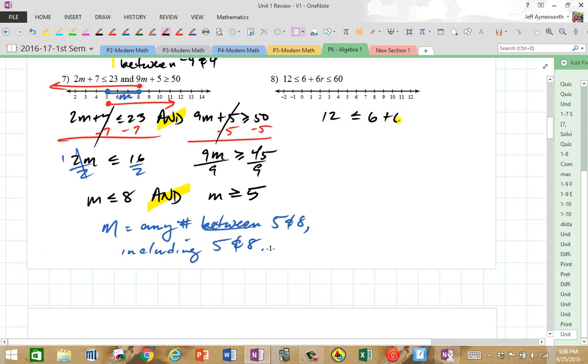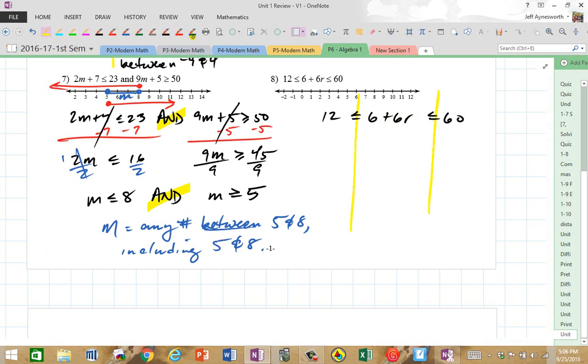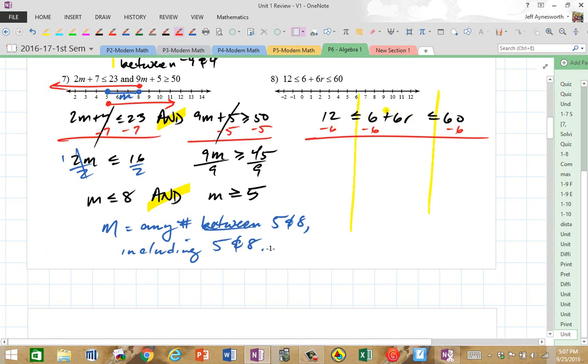plus 6r is less than or equal to 60. Once again, you got 3 parts to the inequality here, a left, a middle, and a right. And I always add the opposite. So if I see a positive 6 added to the variable term, I do the inverse, right? So we have 6 less than or equal to 6r less than or equal to 54.